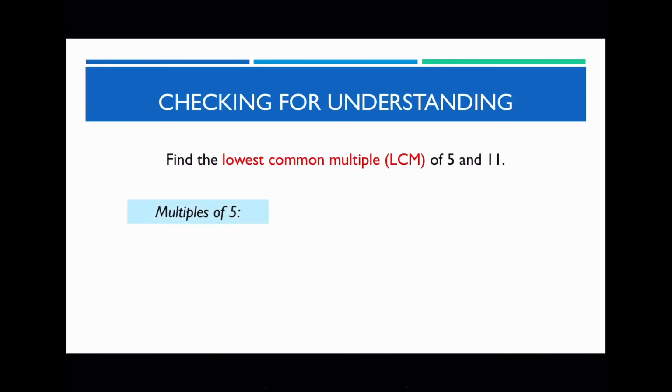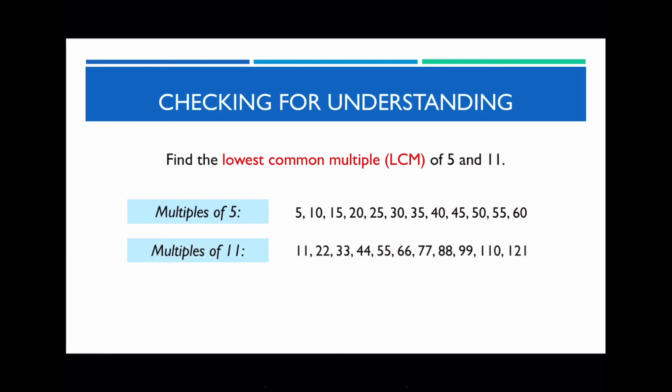So what you should be doing first is list down all the multiples of 5. You don't have to, but the more multiples you can come up with, the better, and the more likely you're going to get the answer. So I'm just going to do all the 5 times tables, and then I'm going to do all the 11 times tables over here.